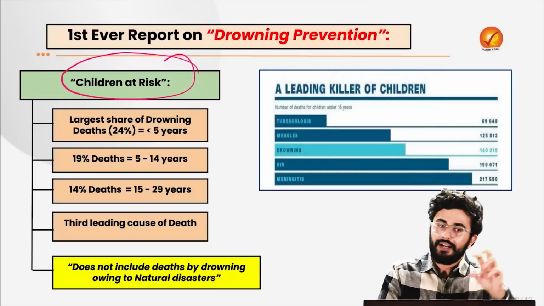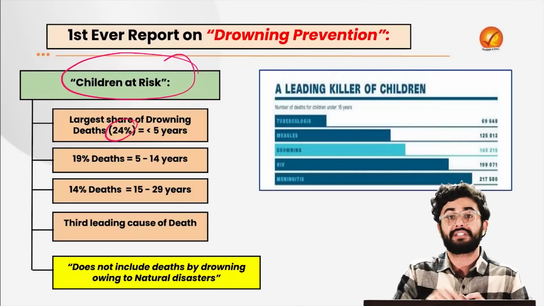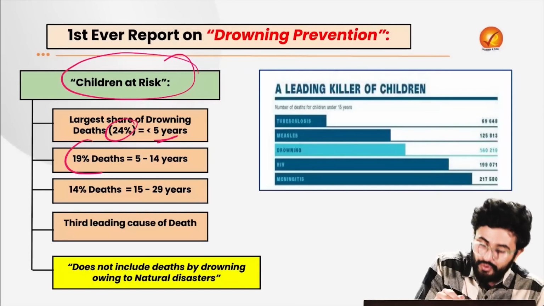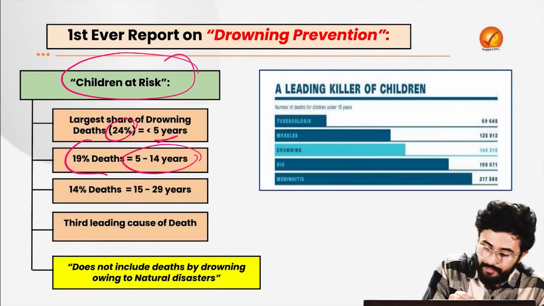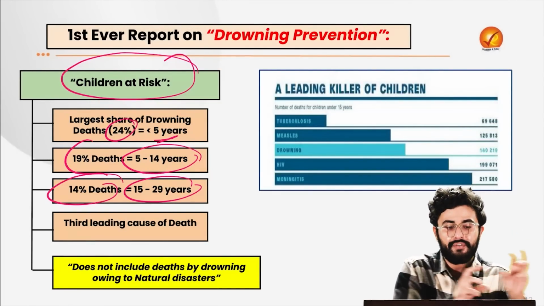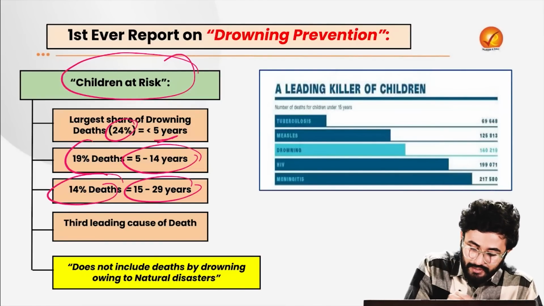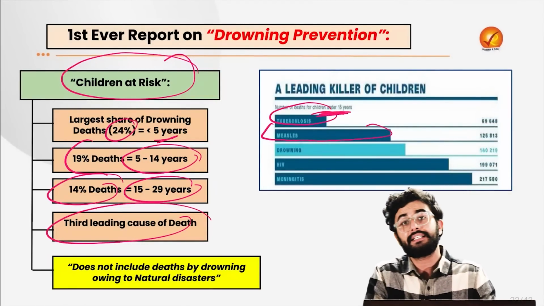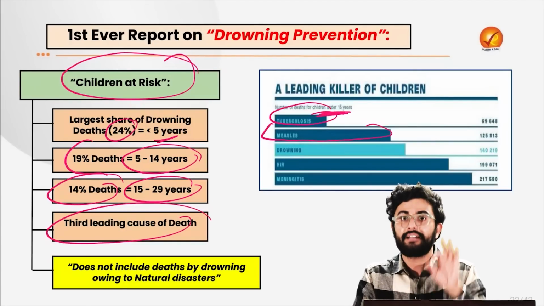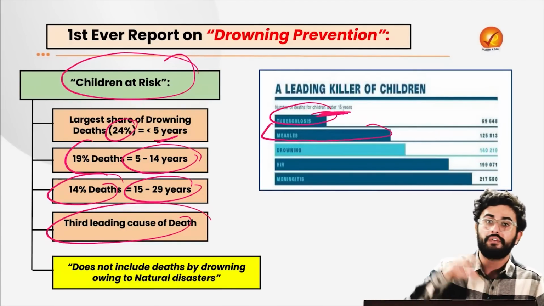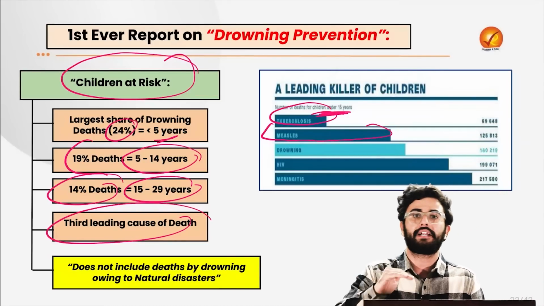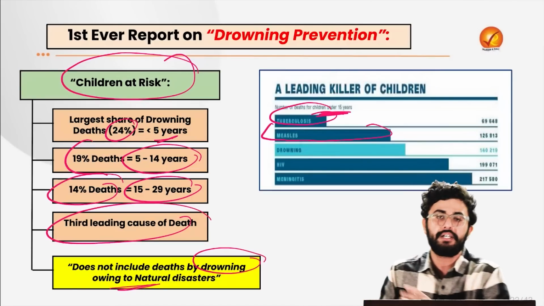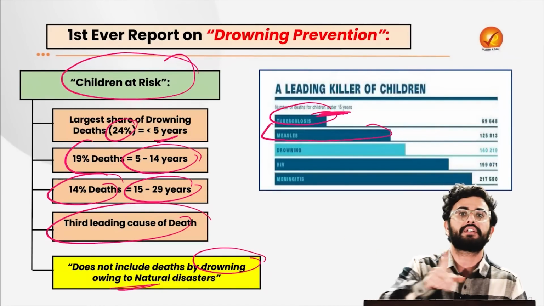Why so? Because the largest share of drowning deaths, that is 24%, were of children less than 5 years of age. 19% of deaths were of children between 5 to 14 years, and 14% of deaths occurred for people between 15 to 29 years. Thus making drowning the third leading cause of death after tuberculosis and measles for children under 15 years. Remember that the World Health Organization itself states that this data is under-reported, because it does not include deaths by drowning owing to natural disasters, such as the intensification of cyclones because of climate change.